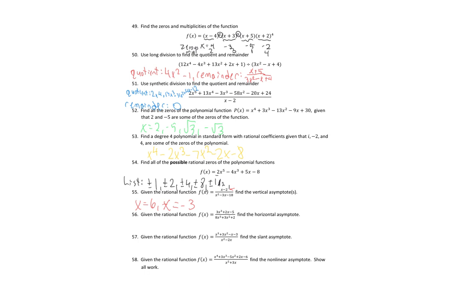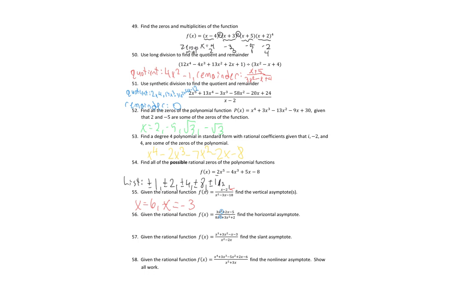For horizontal asymptotes, it will be a bit different. What we're going to do is compare the degree of the top and the degree of the bottom. So the degree of the top is 3, and the degree of the bottom is 3. The degree is just the highest power on top and bottom.